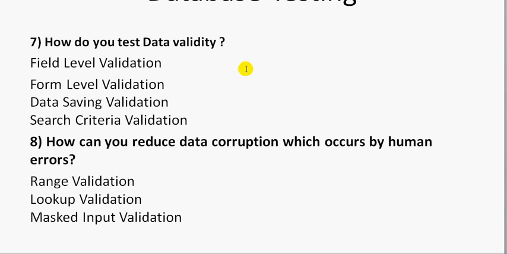Let's move on to the second question. How do you test data validity? You test field level validation, form level validation, data saving validation, and search criteria validation.